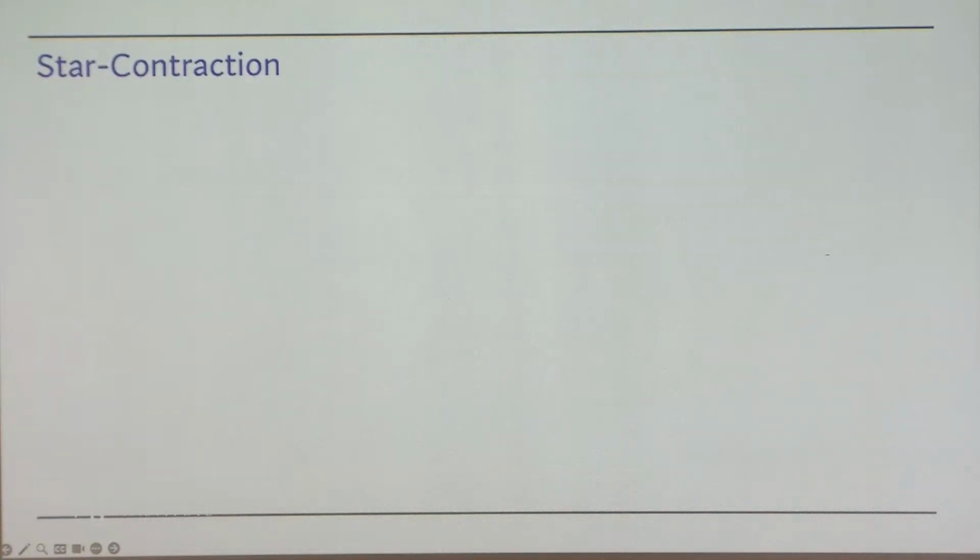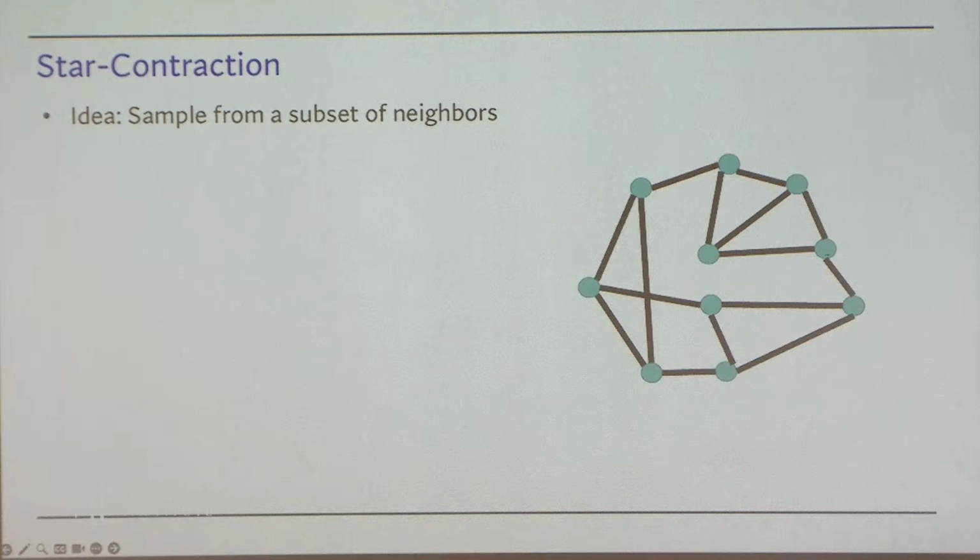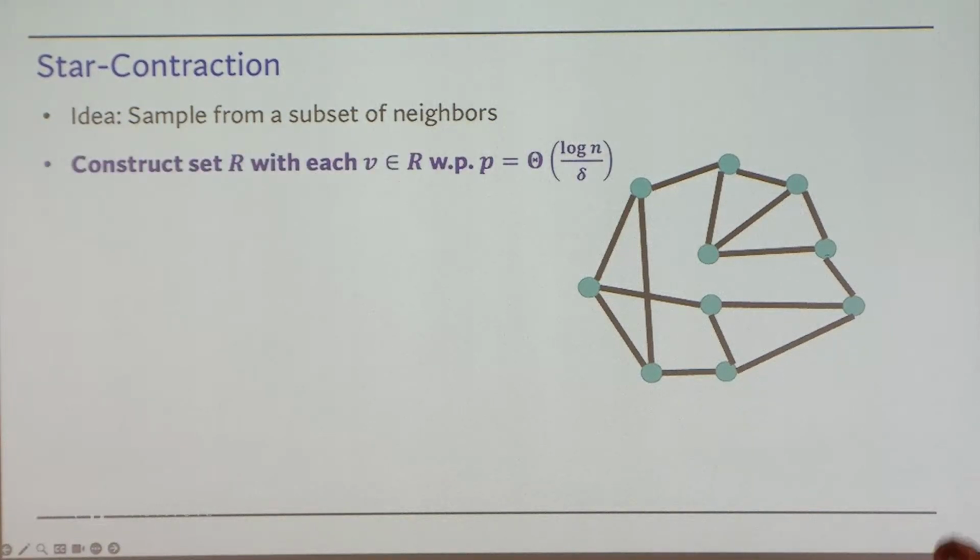So this is sort of our contribution: this whole percolation process, or the random process, need not be so expensive. You can do this random sampling in a much smaller graph and still get the job done. And here is how it works. I will construct a random set R where I pick vertices with probability log n over delta. These are my special vertices. Let's mark them with red.